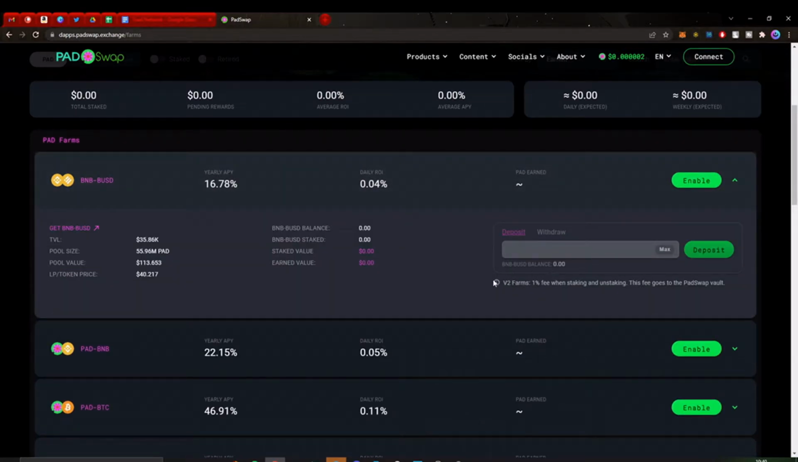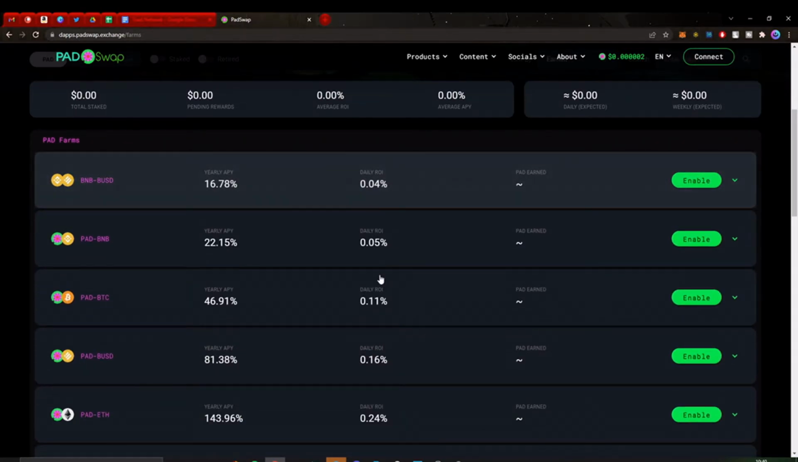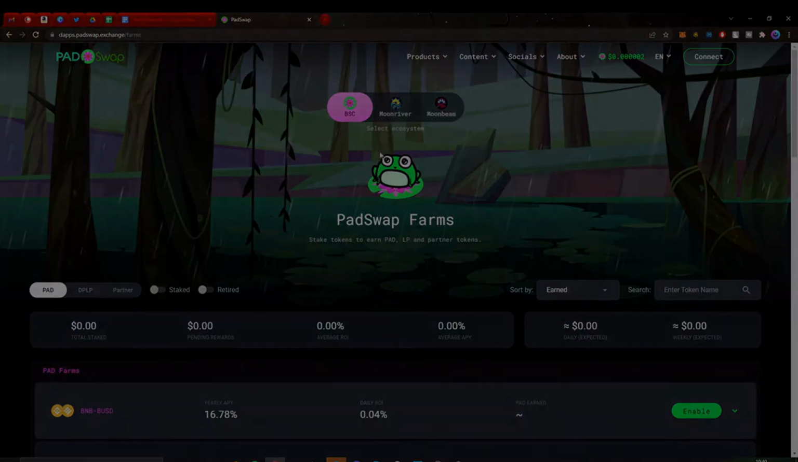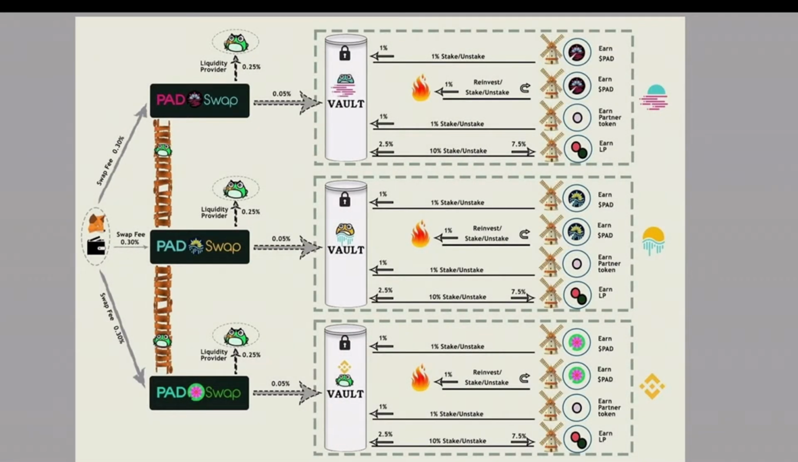So most of the farms in this category, you'll find farms that are solo, like 1 token, and farms that are also 50-50, such as liquidity pairs. So those have a 1% staking and unstaking fee that goes directly to the treasury back to your reward. As you can see, that 1% fee is going into the vault, and even when you reinvest, stake and unstake, you're also getting a burn. You see that 1% burn. You can see if you do earn partner token or earn liquidity pairs, there is also another 10% and 2.5%, but we'll just touch on that in a little bit.